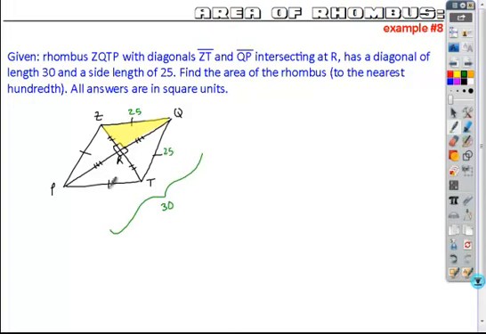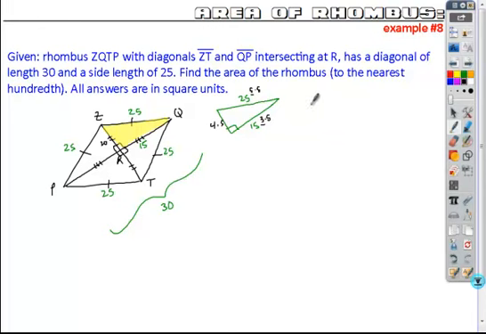So if I know that each of these side lengths here is 25, and if this whole length is 30, then half of it represents this leg right here. So half of 30 is 15. And so that gives me this right triangle that's highlighted as a 25 and a 15. So I can use either the Pythagorean theorem to solve for the other leg, or if I recognize this is 5 times 5 and 3 times 5, so I have this common triple, a 3-4-5 with a multiplier of 5, and that gives me 20 for this length.